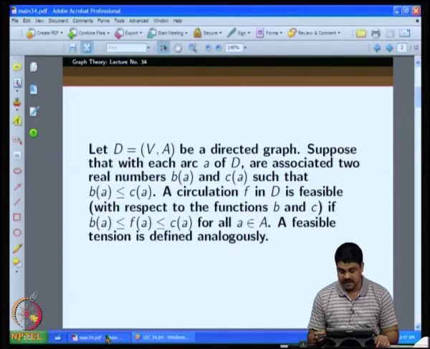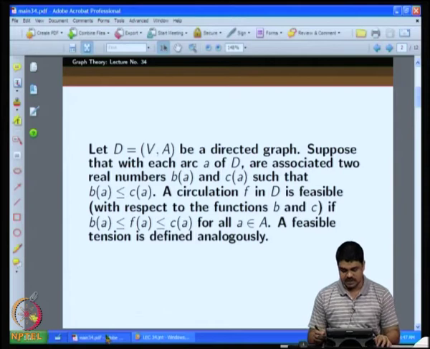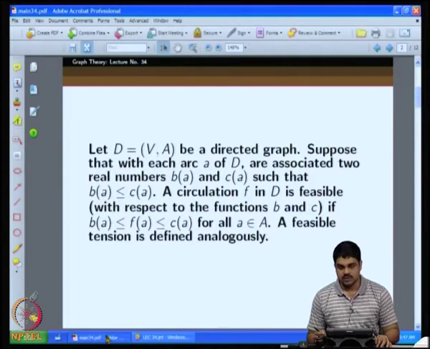Now, a circulation f in D is called a feasible circulation with respect to these functions B and C, if B of A is less than or equal to f of A is less than or equal to C of A for all A element of A. A feasible tension is defined analogously. For instance, we are given a lower bound B and an upper bound C.